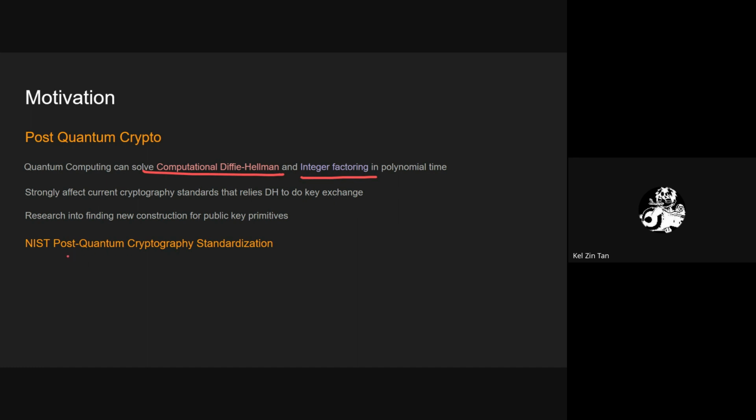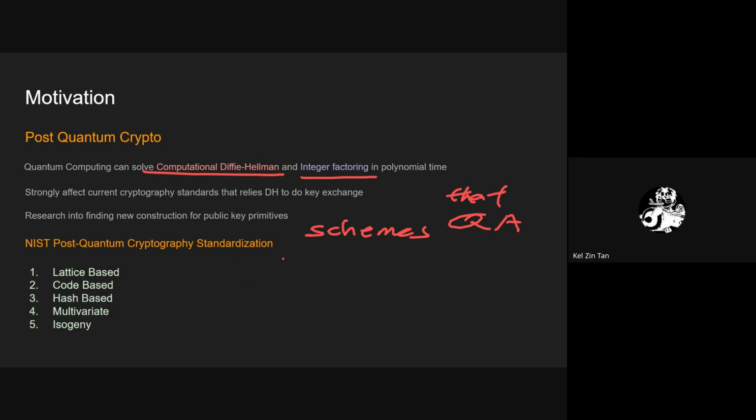So post-quantum cryptography basically means that we want to find schemes that are resistant to quantum algorithms, schemes that cannot be broken by quantum algorithms. So it's very hard. It's not easy. But people have been trying to do this, and there have been many different constructions that people have proposed.